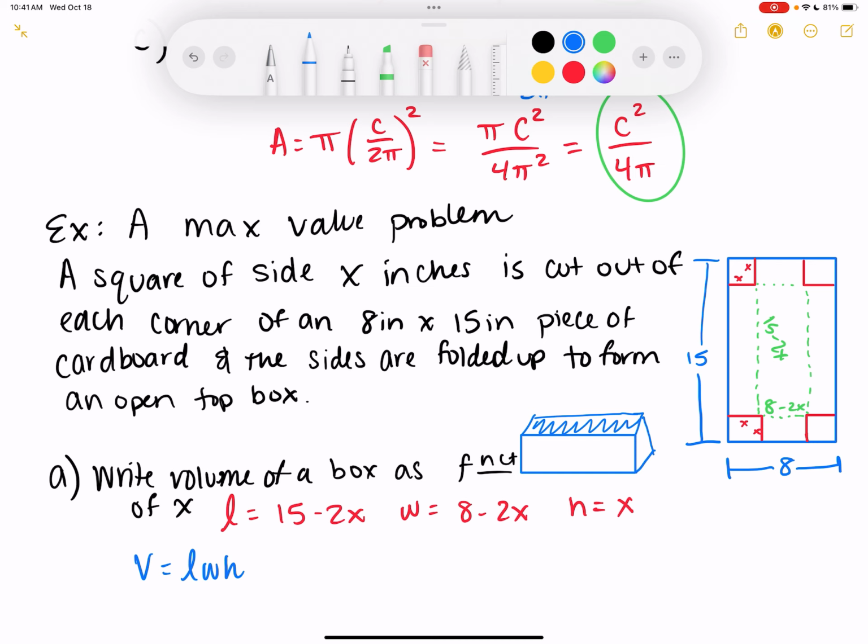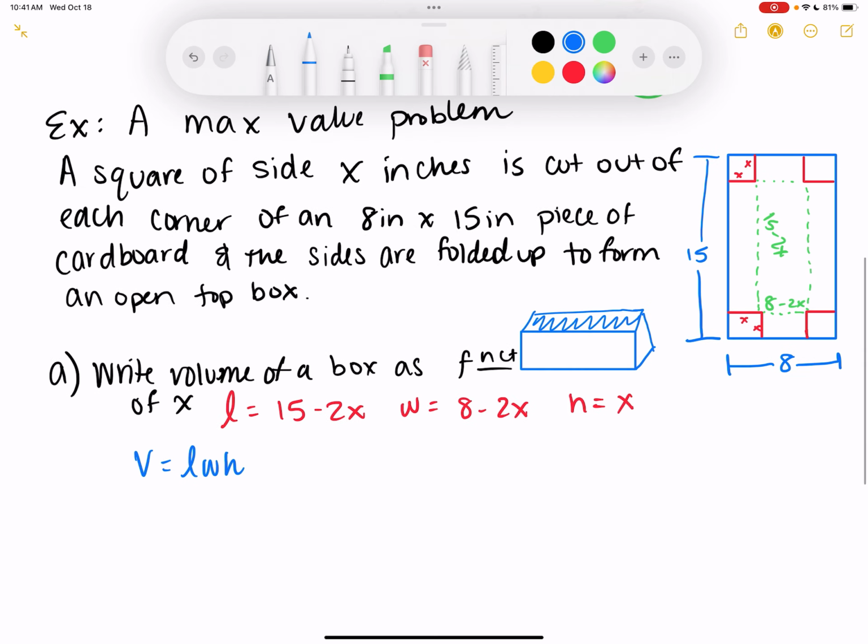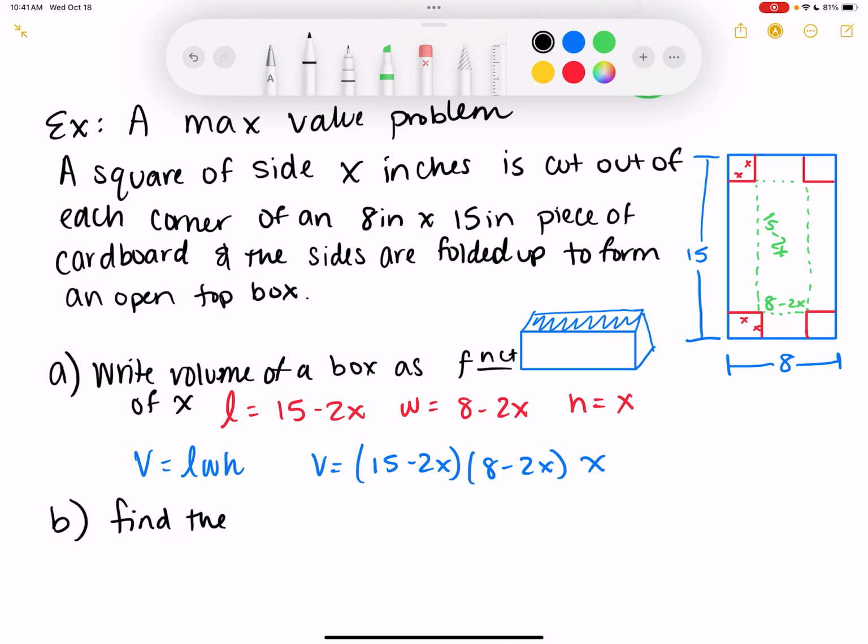But that's not going to help me because I have all these values I need to plug in. So basically, I'm replacing length, width, and height with their respective values for this exact problem. So volume is equal to 15 minus 2x times 8 minus 2x times x. And you don't need to multiply it. That's sufficient. Okay? Now part B says to find the max volume.